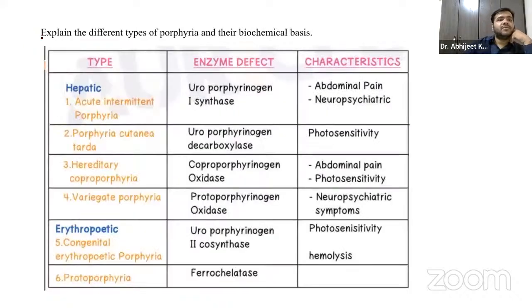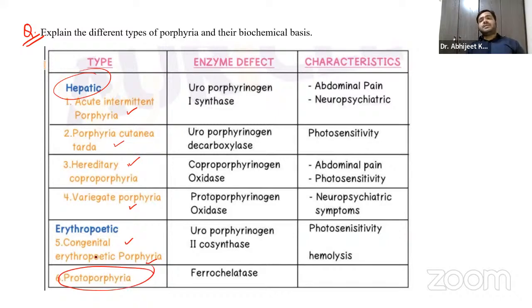Now coming on to the next question, guys, they are asking to explain the different types of the porphyrias and their biochemical basis. Now, guys, you already know we have different types, like the hepatic porphyrias: acute intermittent porphyria, porphyria cutanea tarda, hereditary coproporphyria, variegate porphyria. Then we have erythropoietic, that is congenital, from birth: congenital erythropoietic porphyria and protoporphyria.